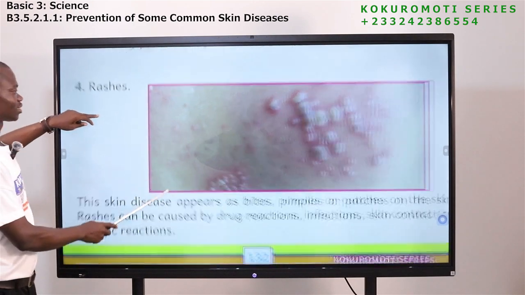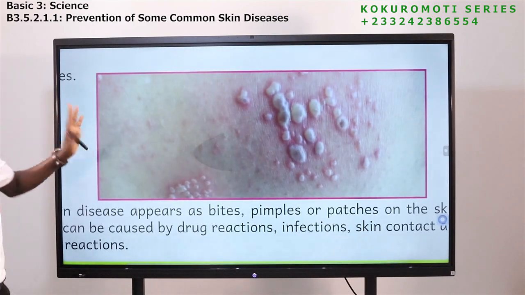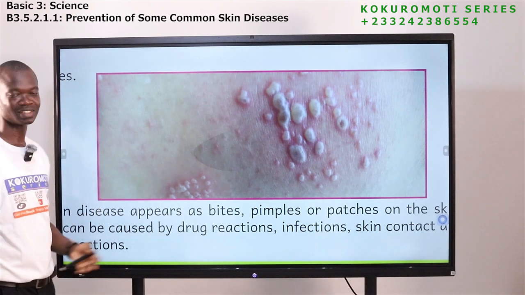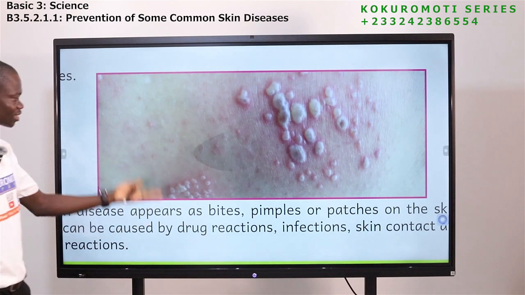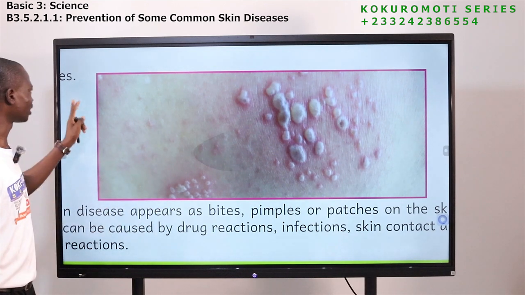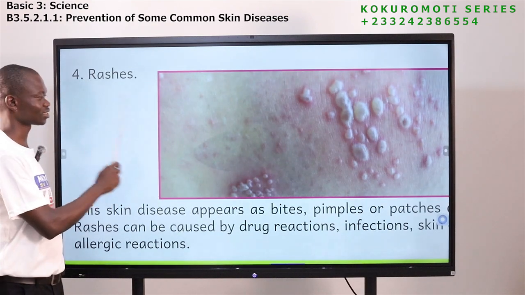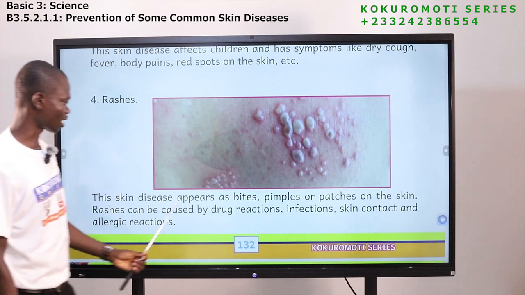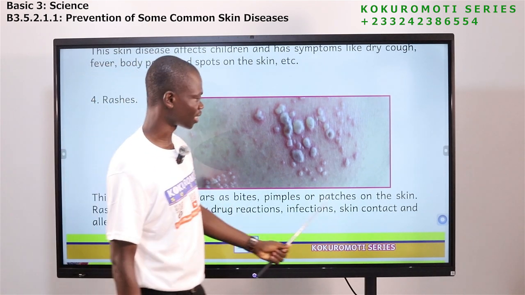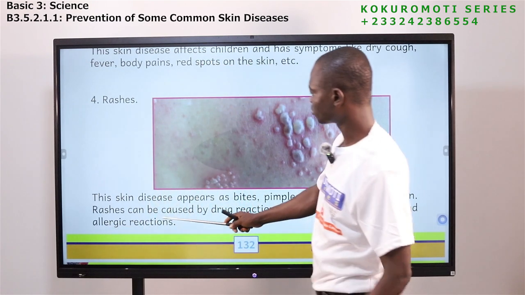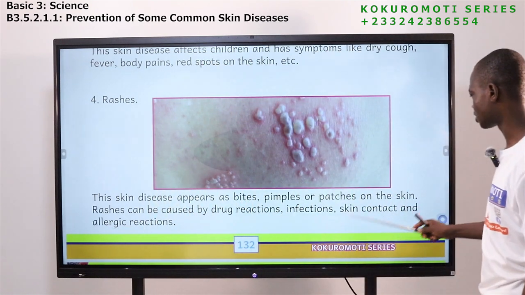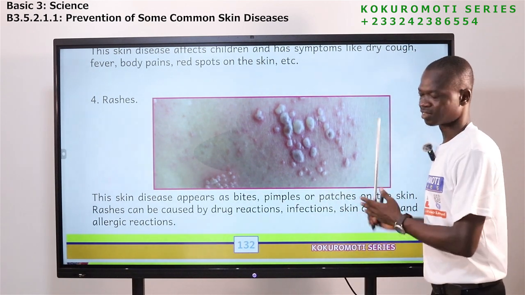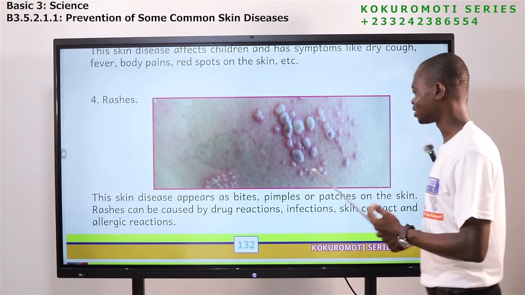The next one is rashes. In fact, diseases are not good. I don't pray that you get infected with this kind of diseases. Just look at the skin. It's too bad. We call this what? Rashes. So now let's look at how it looks. This skin disease appears as bites, pimples, or patches on the skin. Rashes can be caused by drug reactions, infection, skin contact, and what? Allergic reactions. So this is rashes, and it can be caused by so many things.